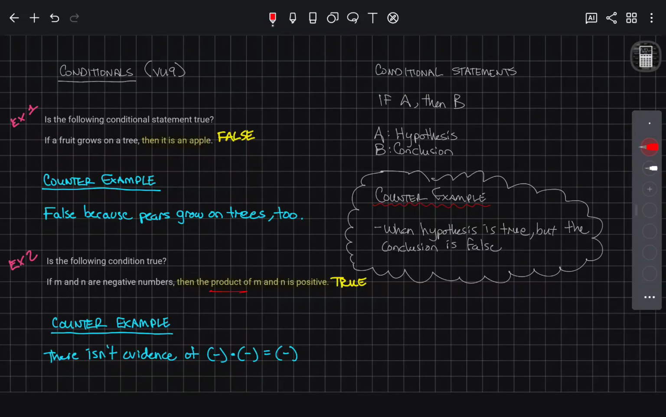So this idea of conditionals is now taking another layer into account whenever we're talking about a conditional statement. If A, then B. Now we're determining if they're true or false. And we can determine if they're true or false by, can we provide an example that would also be true, that is not part of the conclusion.